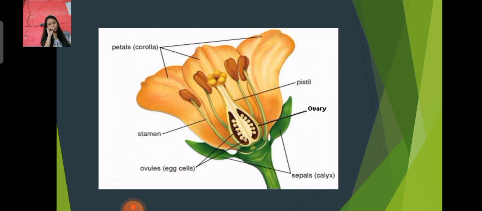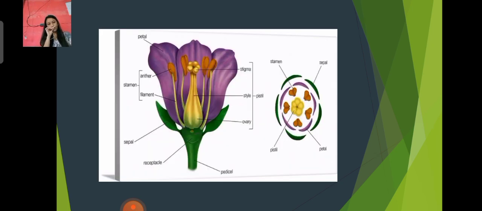In many plants, after pollination, the ovary swells to form the fleshy part of a fruit. Next is another example of the parts of a flower: petals. Petals have a unique shape and color to attract pollinators. Stamen, the male part, has a slender filament supporting the anther. Next is sepal. Sepal protects the flower before it opens.